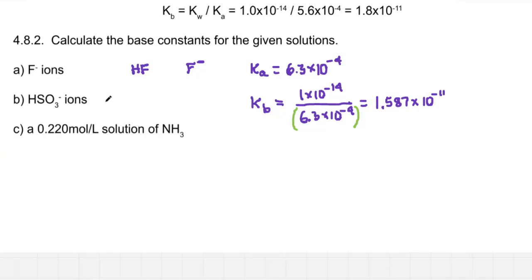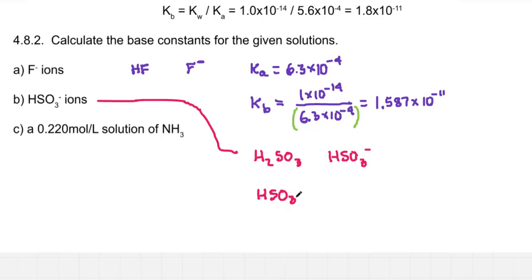HSO3 minus ions are next. Now, be careful with this one. There are 2 rows of the acid-base table that talk about this. The first row is H2SO3 turning into HSO3 minus. There's another row where HSO3 minus turns into SO3 2 minus, the sulfite ion. Which one do we want?